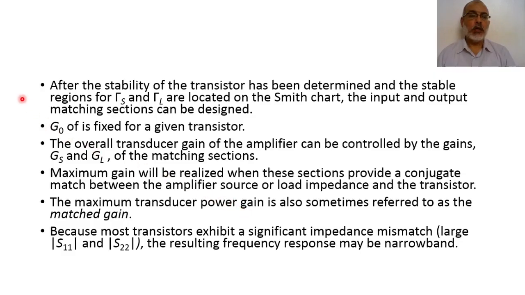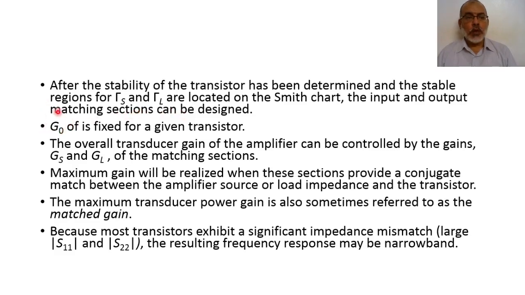To design the microwave amplifier, at the beginning we should check the stability of the transistor. So after the stability of the transistor has been determined and the stable region of gamma source and gamma load are located on the Smith chart, the input and output matching section can be designed.